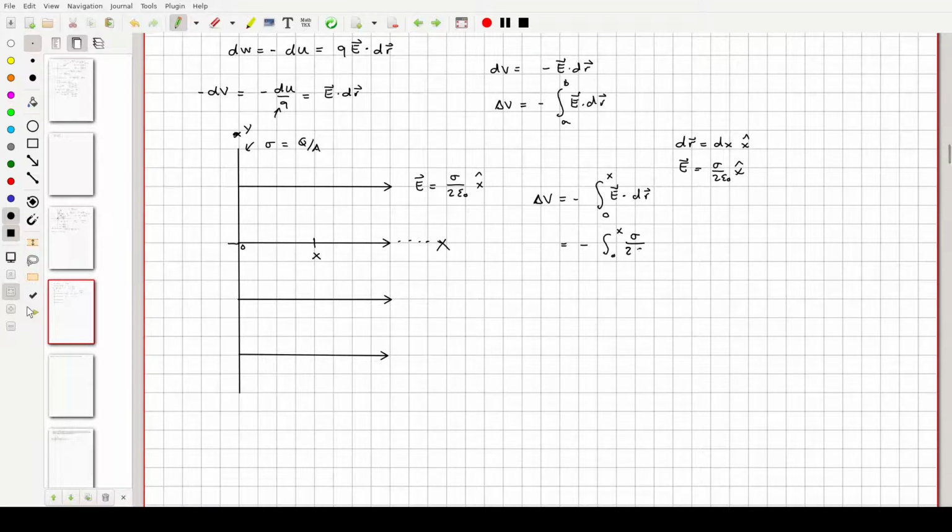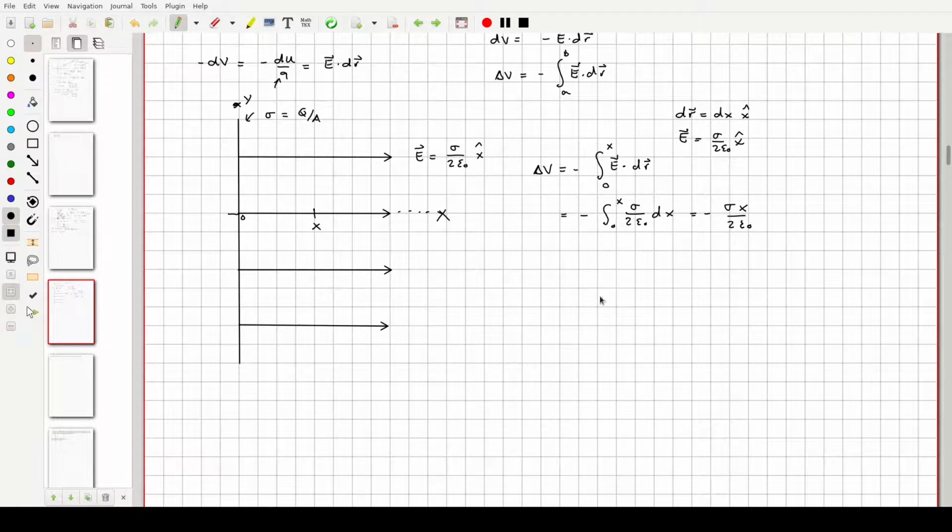Sigma over 2 epsilon naught dx. Super easy to do. Everything there is constant except for the dx. When you integrate that, you get x. You evaluate it from x to 0, and you get minus sigma x over 2 epsilon naught.